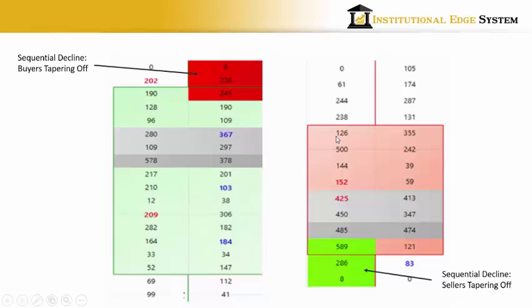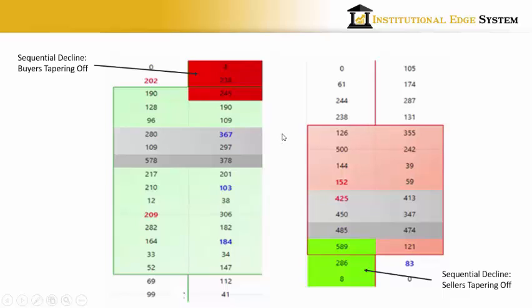Same thing here on the sell side. As price comes down, boom, these guys are starting to lose steam: 589, 286, and also 8. This is highlighted in green here because as these sellers taper off, we could be seeing price respond and swing up. Same thing here, red. As these buyers back away, we could see price respond and start to come down.